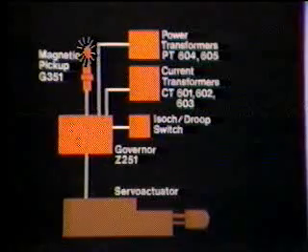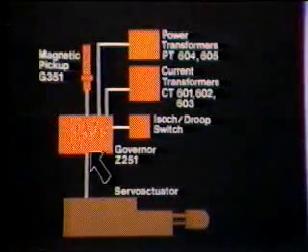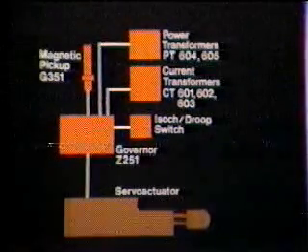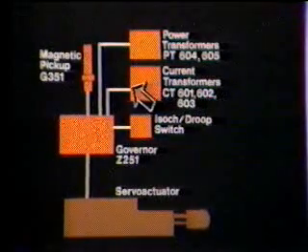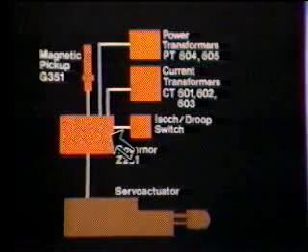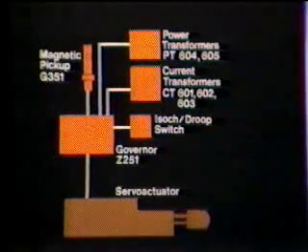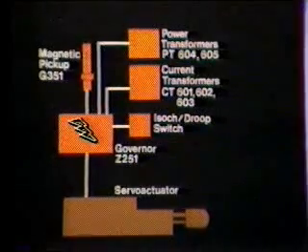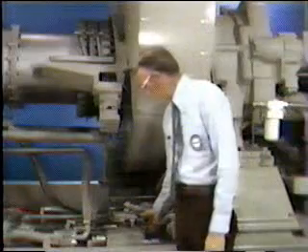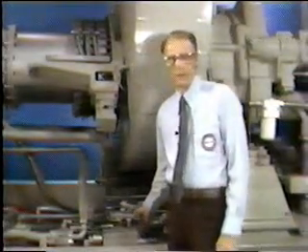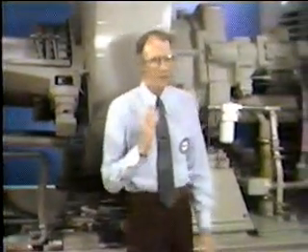Magnetic pickup G351 sends a signal to the speed module. 3 current transformers send a signal to the load module, indicating the output of the generator. When the engine reaches 90% speed, the governor takes over the control of the servo actuator. Corrective signals are sent to the servo actuator from the governor anytime engine speed goes above or below 100% speed.